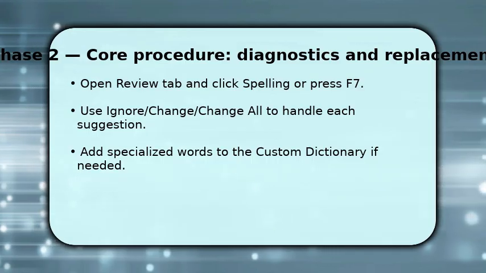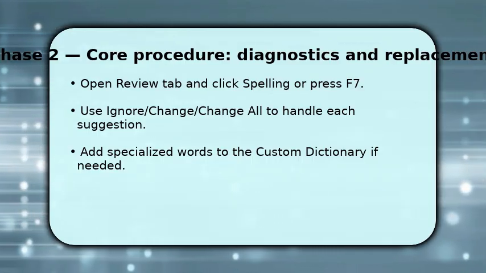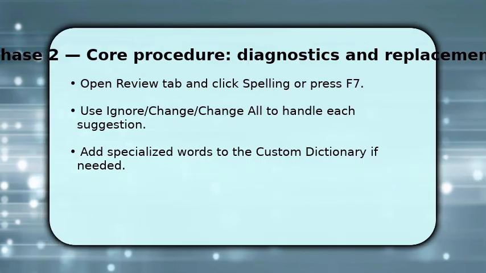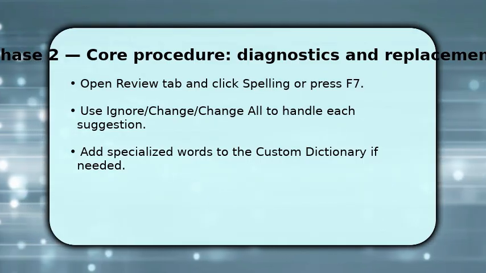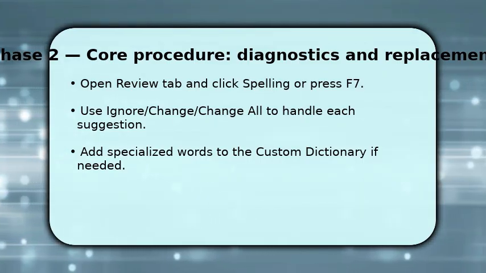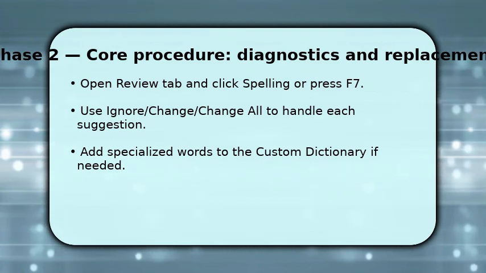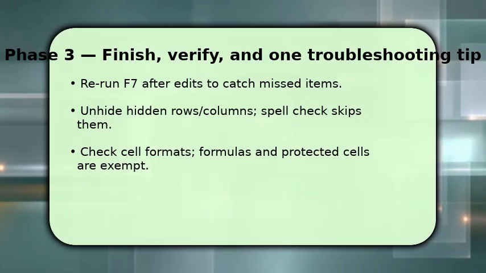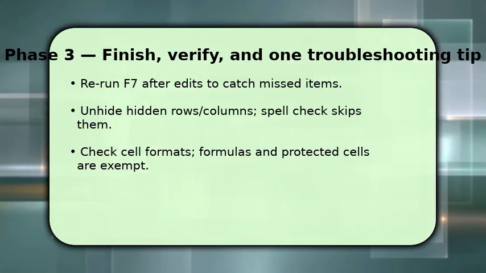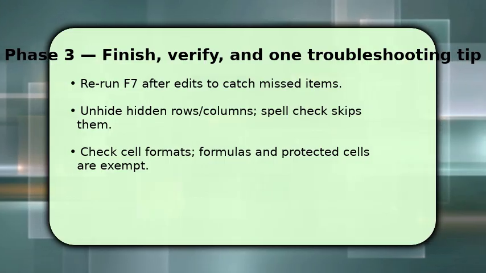Once the dialog finishes, Excel reports the end of checking. If you need grammar or style, Excel's options are limited. Consider exporting to Word. You complete the process by saving changes and quickly rescanning with F7 after manual edits, because new typos can appear. If spell check missed words, unhide rows and columns.